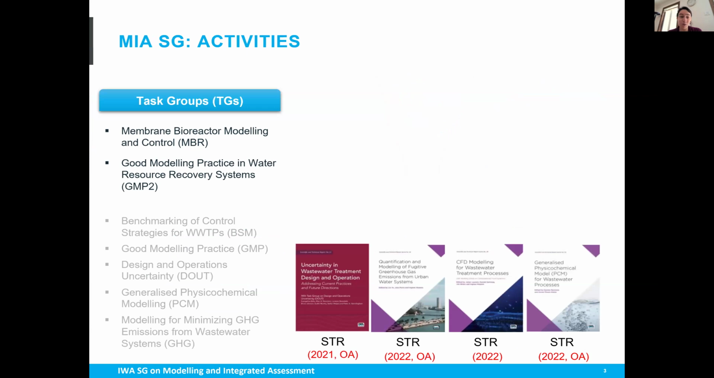What kind of activities do we do? Well, we have task groups to start with. Specific groups focusing on a specific topic to see how we can consolidate the knowledge in this topic. We have 2 active ones now, on membrane bioreactor modeling and control, and one on good modeling practice. In gray, you see a lot of historical ones that have finished and that each published a very extensive and nice scientific and technical report. If you're interested, you can always find these on the website of IWA.